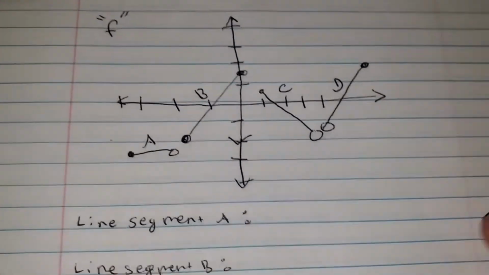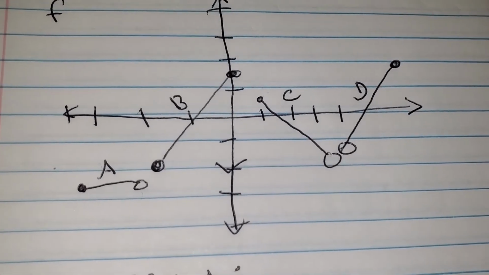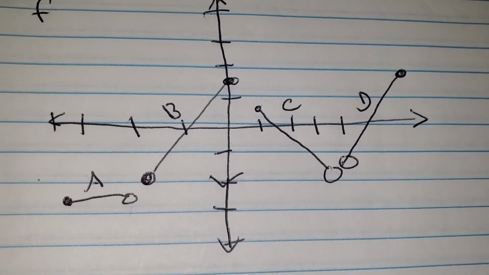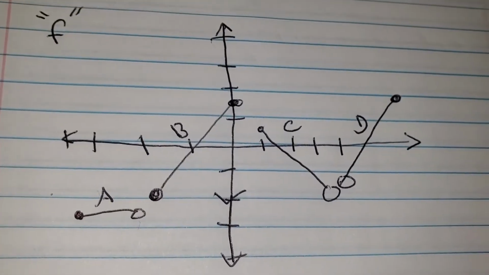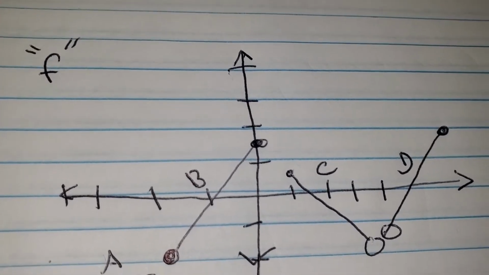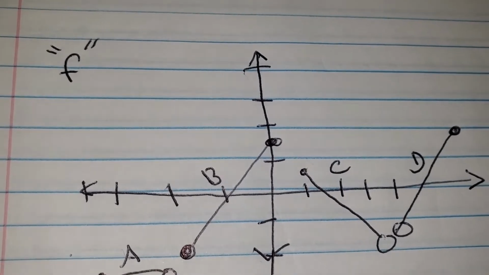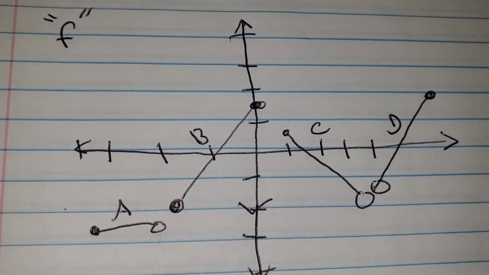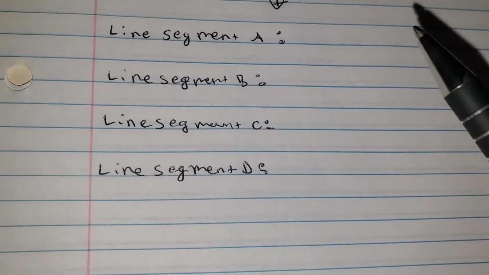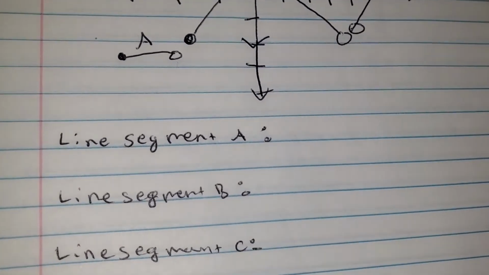Sorry about that, guys. I'm going to zoom in for a second. Let's take an example submitted by a viewer. We have four line segments. This is a piecewise function, and I intentionally left the name out; we call this function f. We have four different line segments, A, B, C, and D, and we're asked to find when they are increasing, decreasing, or constant.